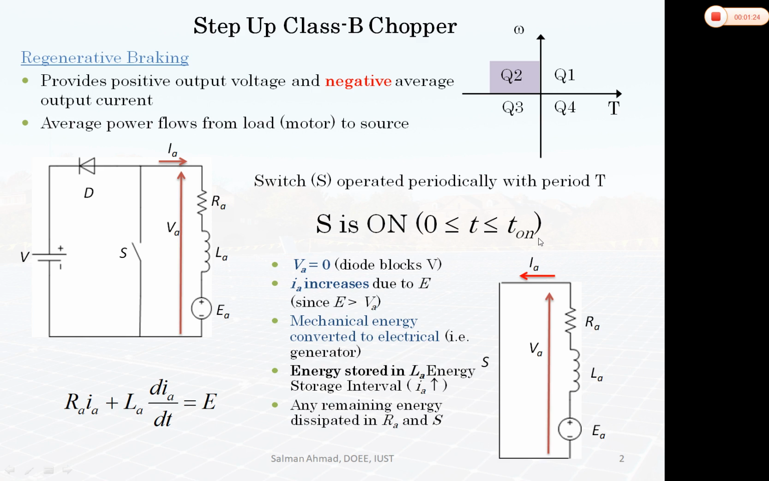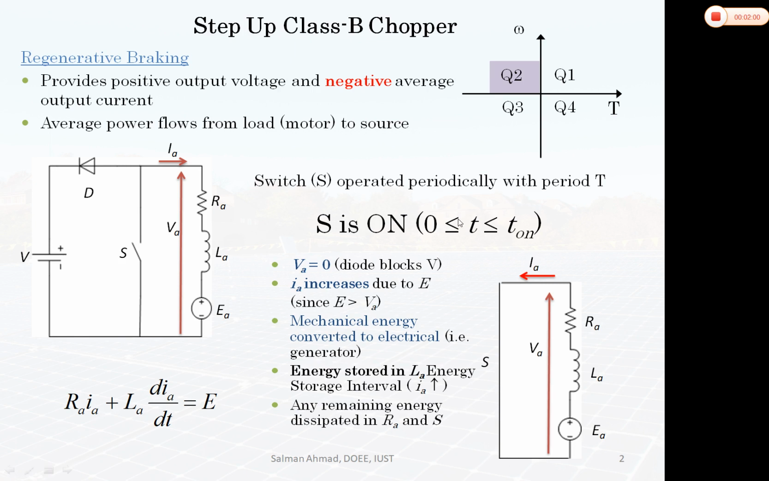You can see here that once it is on, this is directly short circuited across this path. So this circuit is cut off, and you can see the direction of current. Whatever energy is stored in the form of mechanical energy in the back EMF will circulate like this, and it will charge the inductor. So the current through the inductor will rise.